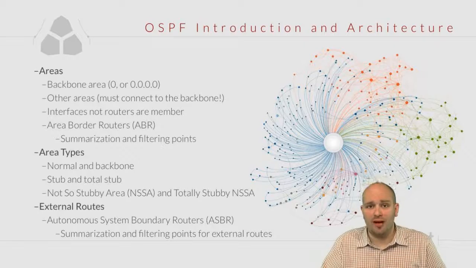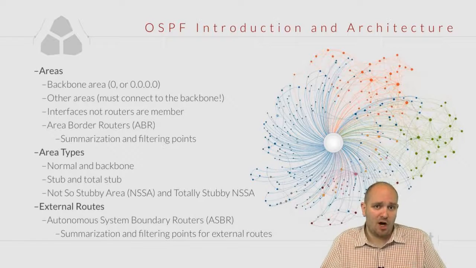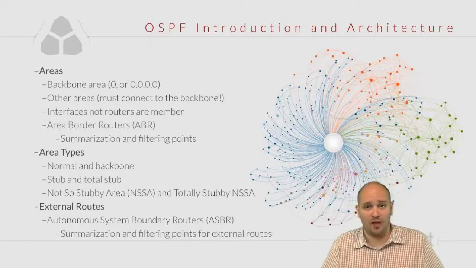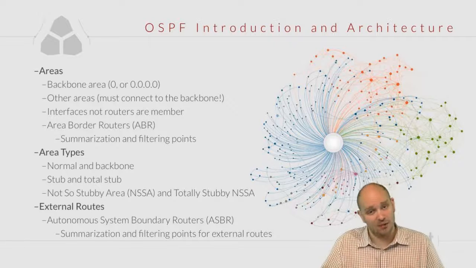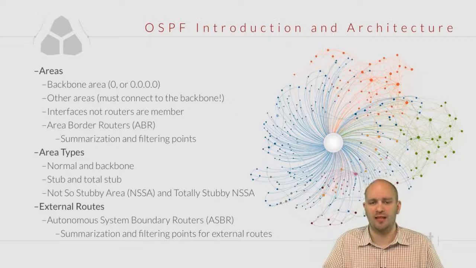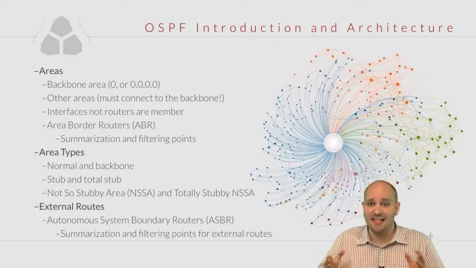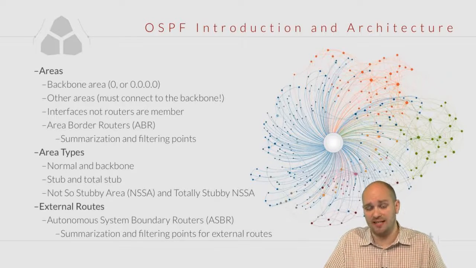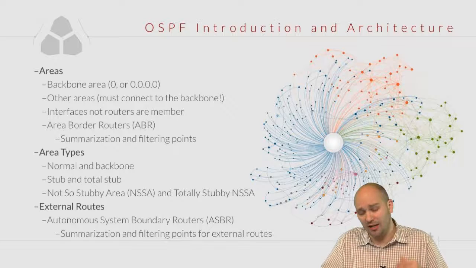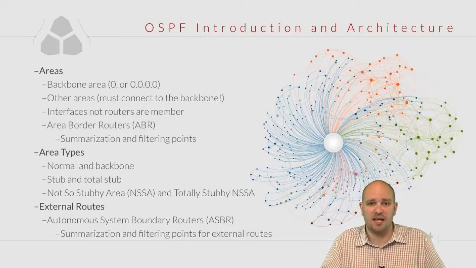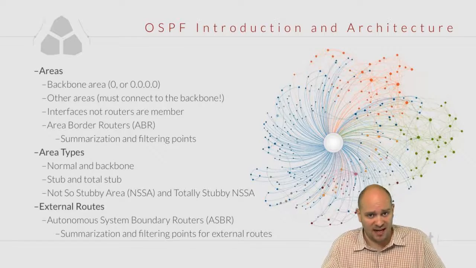And external routes in OSPF are carried in normal and backbone areas using type 5 LSAs with a little bit of assistance from type 4 LSAs, and in the NSSA, not-so-stubby NSSA, and totally stubby NSSA areas, these external routes are carried in type 7 LSAs.